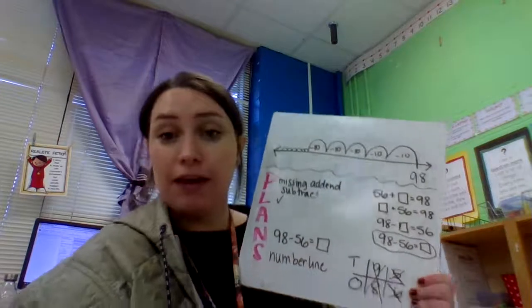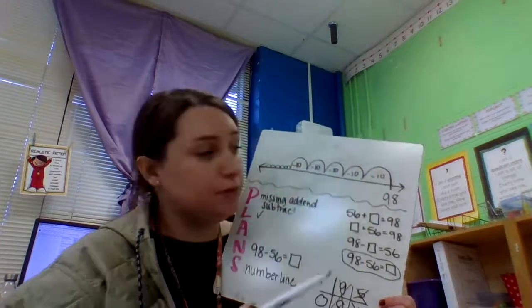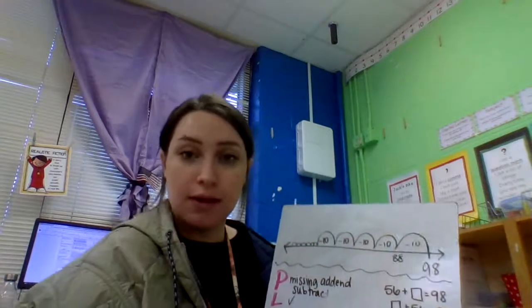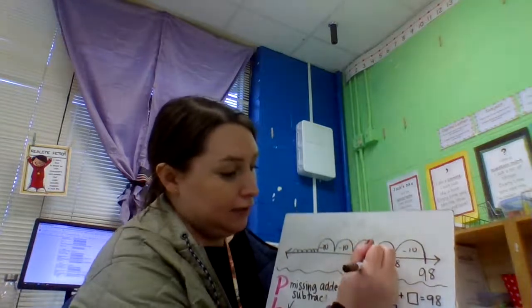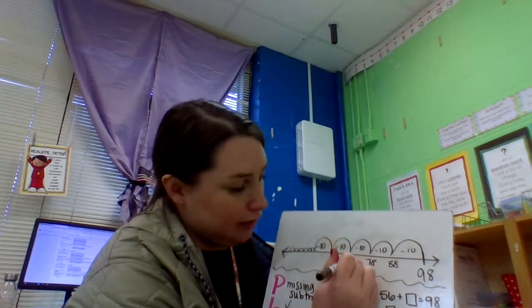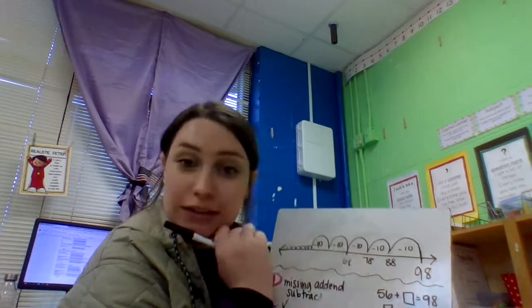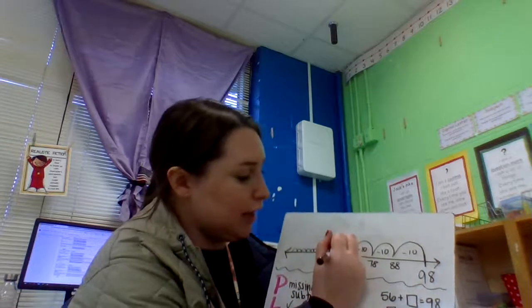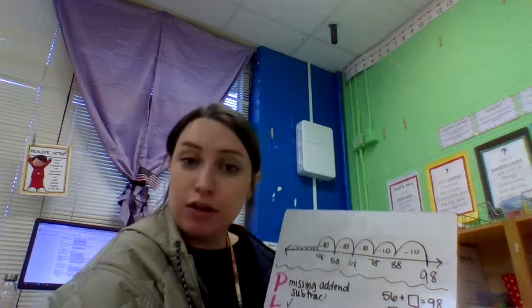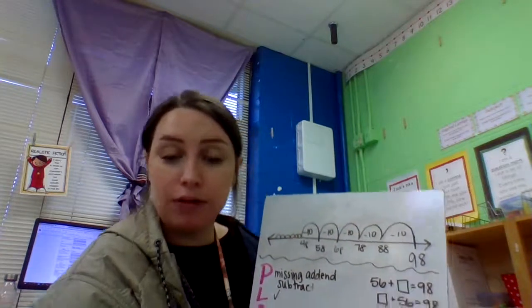Okay. Now it's time to subtract. 98 minus 10 is 88. 88 minus 10 is 78. 78 minus 10 is 68. 68 minus 10 is 58. 58 minus 10 is 48. Good job. Now let's count backwards for the rest of these.